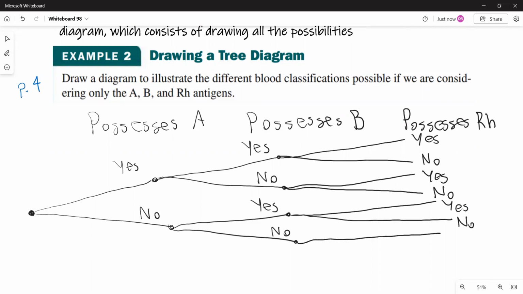And the last 2. So I'm not going to write down the blood types, but now you can see the possibilities. AB positive, AB negative, A positive, A negative, B positive, B negative, and type O positive and type O negative. So the conclusion is that there are 8 possibilities.